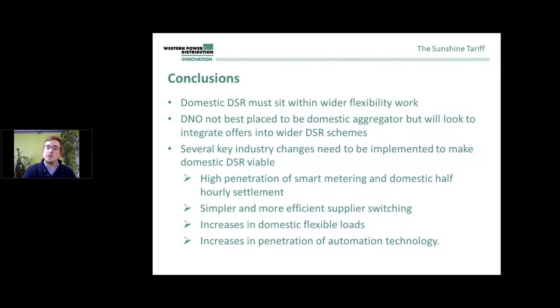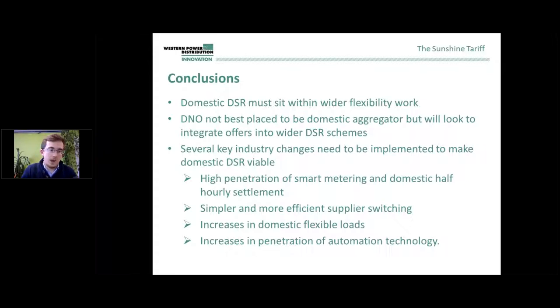I think one of the key things to remember is that domestic demand side response, so things like Sunshine Tariff and several of the other trials that DNOs have been doing, has to sit within the wider context of flexibility. That's within network operators' requirements, but also within the wider industry requirements. We aren't the only people who are interested in flexibility. There are suppliers, there's National Grid, lots of people that would value flexibility. And it needs to sit within that market, and that includes going up against industrial and commercial flexibility.